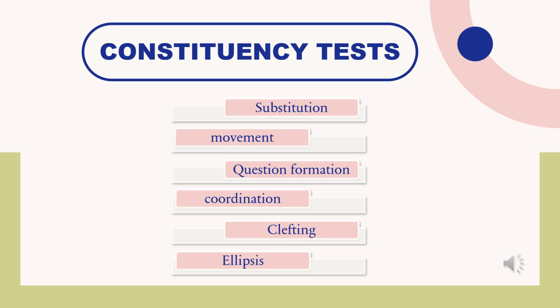Here we have 6 constituency tests: substitution, movement, question formation, coordination, clefting, and ellipsis. And we're going to go through each one of them and explain it in detail.